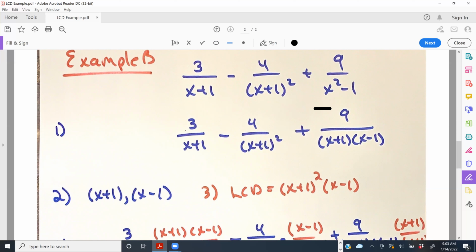The second step is just to list the different factors. Well, that would be your x plus 1 and x minus 1. Those are your different factors, and that's it. That's all we have to worry about there.